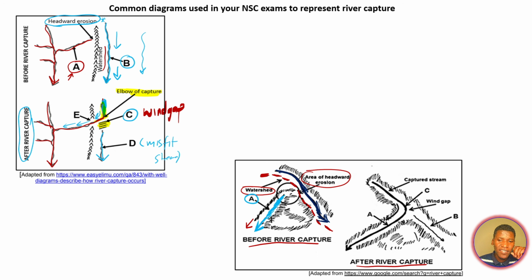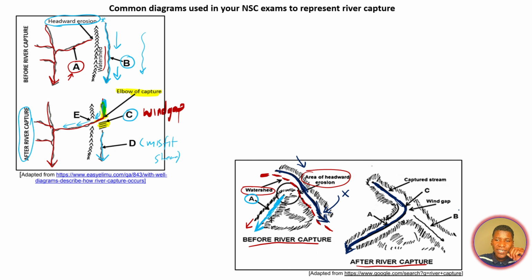And then if you see after river capture, this stream that we had here, maybe we can name it stream X, has changed its direction. Remember, it was moving in this direction, but now it changes its direction and it now flows towards stream A. Why is it flowing towards stream A? It is because stream A has captured the water. River capture has occurred.